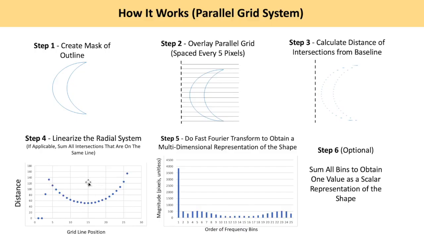Thus, in step 4, we have a linearized version of the object in step 3, such that there's only one value at each grid line position. Then in step 5, Shape Genie does a fast Fourier transform to derive a frequency plot that is a multi-dimensional representation of the original shape. And then you have the option of creating a scalar value as an index to represent the original shape.